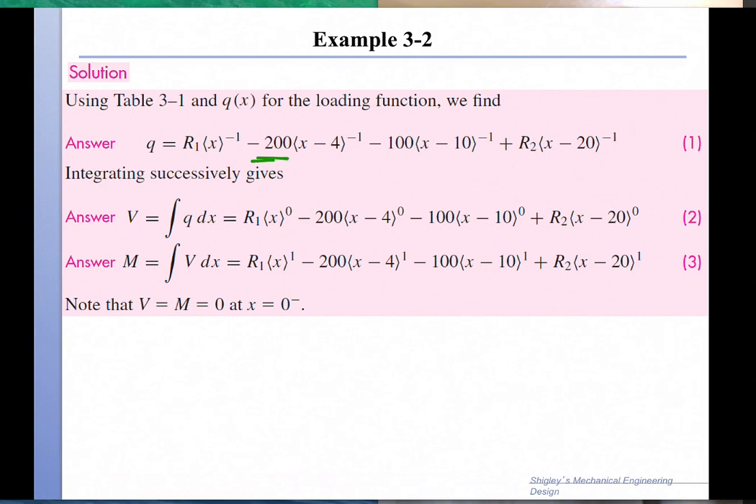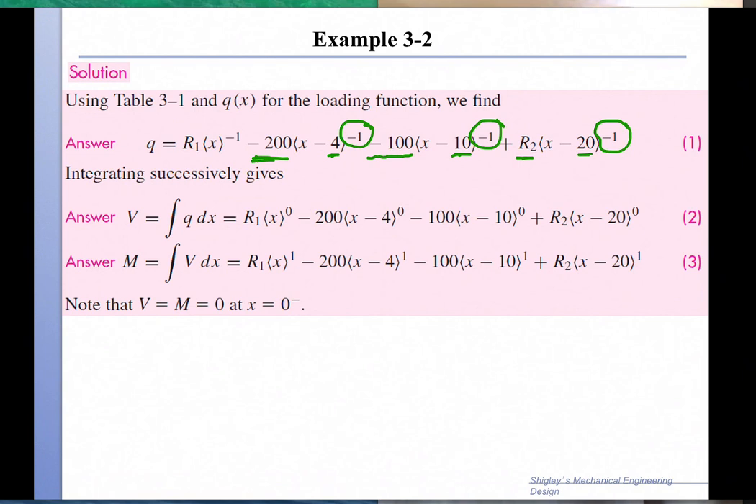Then we also have the force of 200 pounds, and it's going down, so it's minus 200, located at 4, and it's an impulse, so it's to the power minus 1. Then we have the force of 100, going downward, so it's minus 100, located at 10, and its nature is an impulse, so the power is minus 1. Finally, we have R2, located at 20, an impulse raised to the power minus 1.